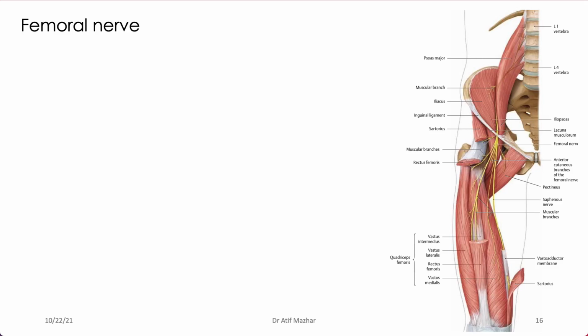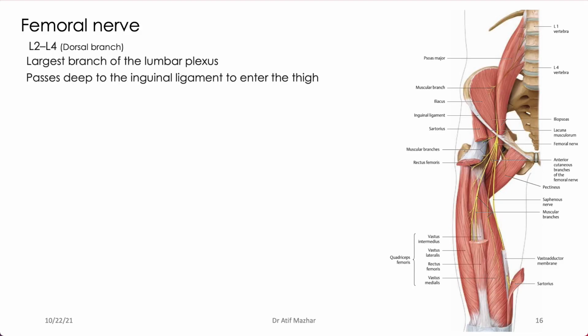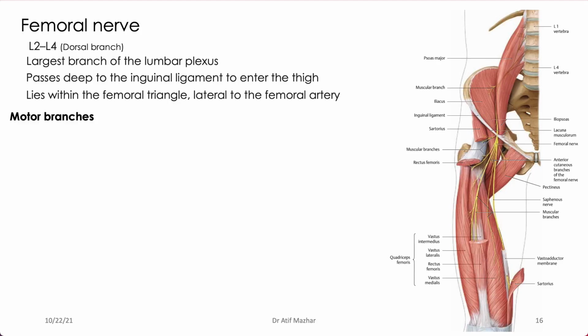It's a branch coming from my lumbar plexus, L2, 3 and 4, through the posterior divisions. So L2, 3 and 4. Guys, don't think I am only writing L2 and 4. L2 to L4, so it means 3 has to be there, from the dorsal branches or the posterior branches. It's the largest branch, and it passes deep to the inguinal ligament, you can see in this image. And then it is present in the femoral triangle, lateral to the artery, we have seen it.